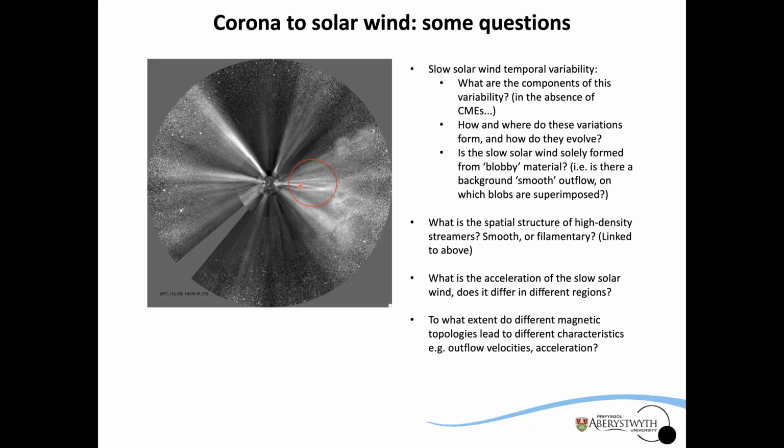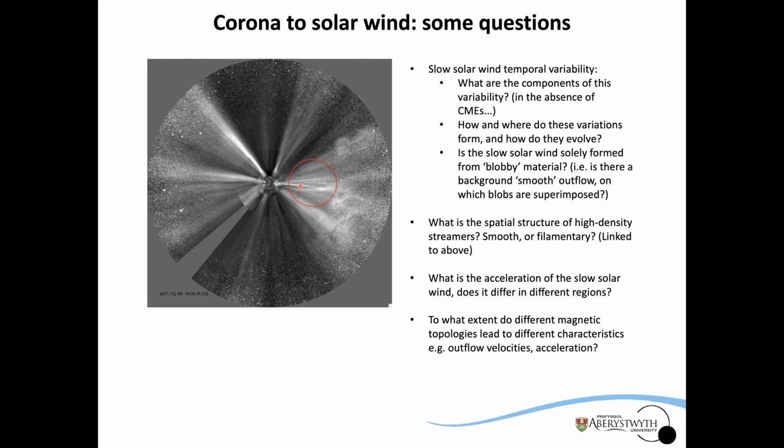And a deeper question possibly, is the slow solar wind solely formed from blobby material, or is there a smoother background outflow on which the blobs are superimposed? Now linked to this temporal variability, of course, is the spatial variability. What is the spatial structure of the high density streamers, the streamer belt? Is it smooth, homogeneous, or highly filamentary? And studies in the last 10 years or so seem to suggest the latter, that the spatial structure is highly variable.